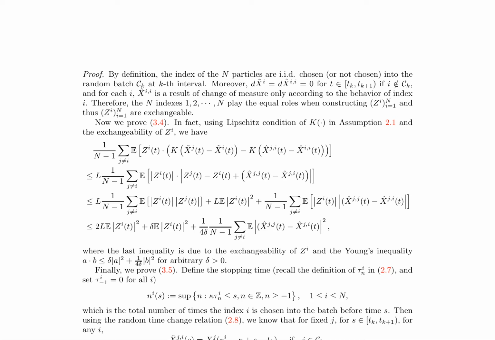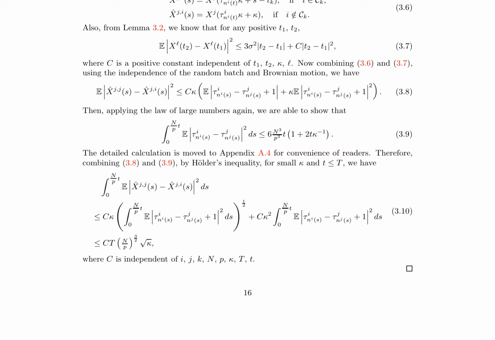The constant c in equation 3.10 is independent of i, j, k, n, p, kappa, t, and t. In conclusion, the paper explores the exchangeability of the system, Z, Ni equals 1, provides upper bounds for the second term on the right-hand side of equation 2.13, and demonstrates a law of large numbers. These findings are crucial for the main proof and contribute to the understanding of the behavior of the RBM-r and IPS systems.